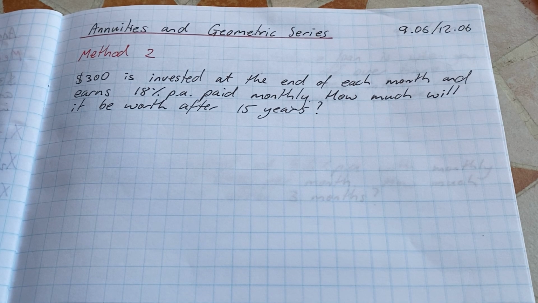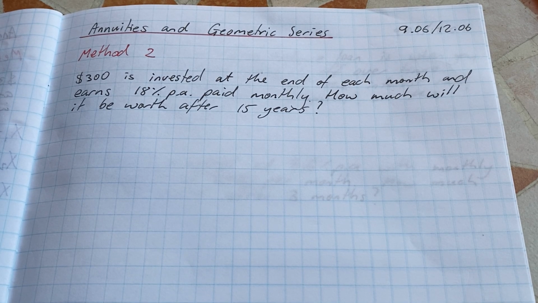Okay, this video shows method 2 for annuities treated as a geometric series. Now, as I said before, method 1 is a great method in this particular exercise. It works very well. It's fairly easy to understand. But method 2 works with all examples, so that's why I prefer it.